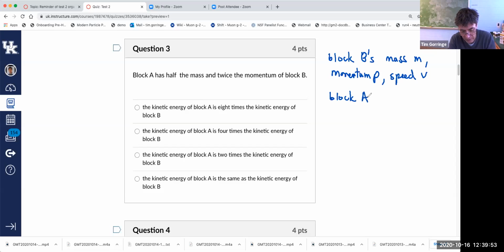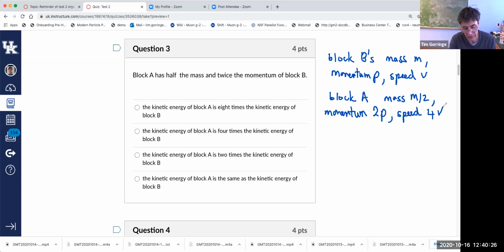its mass is going to be half that of block B, so M over 2. Its momentum is going to be twice that of block B, so 2P. And that means its speed must actually be 4 times that of block B's.